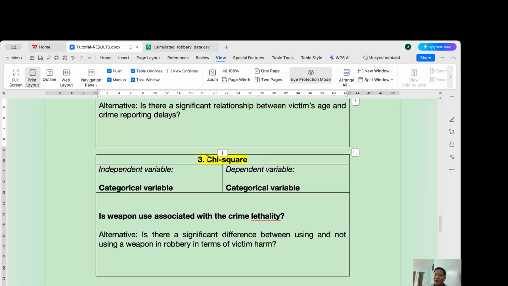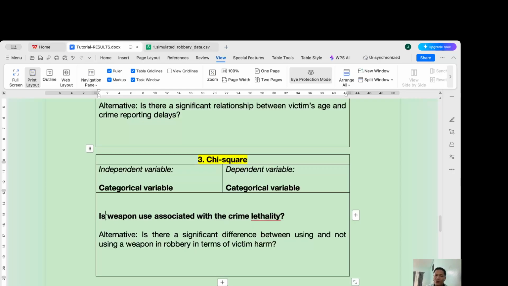Now let's go to chi-square analysis or statistics. Here, the dependent variable is categorical, specifically nominal, and the independent variable is categorical. One example of a research question answerable by this analysis is: is weapon use associated with crime lethality? Earlier, we discussed crime lethality as whether the victim is harmed or not. So it is binary or nominal. So therefore it is categorical, whether harmed or not harmed.